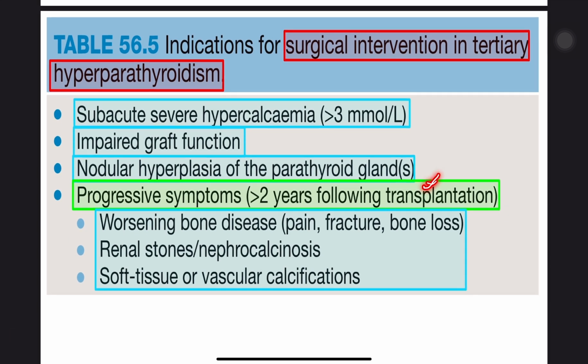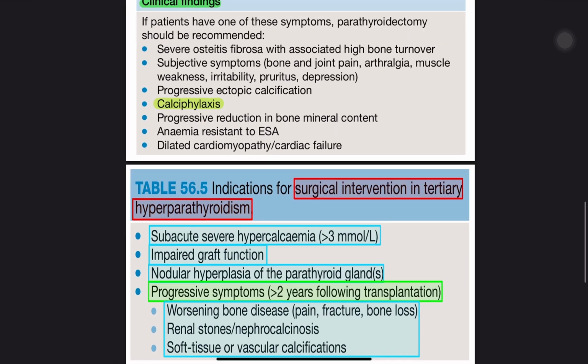Okay. And impaired graft function, nodular hyperplasia of parathyroid gland, and progressive symptom more than 2 years following transplant. Okay. So even after transplant, the symptoms continue to progress for more than 2 years, like worsening bone disease like pain, fracture, bone loss, renal stone, nephrocalcinosis, soft tissue or vascular calcification.